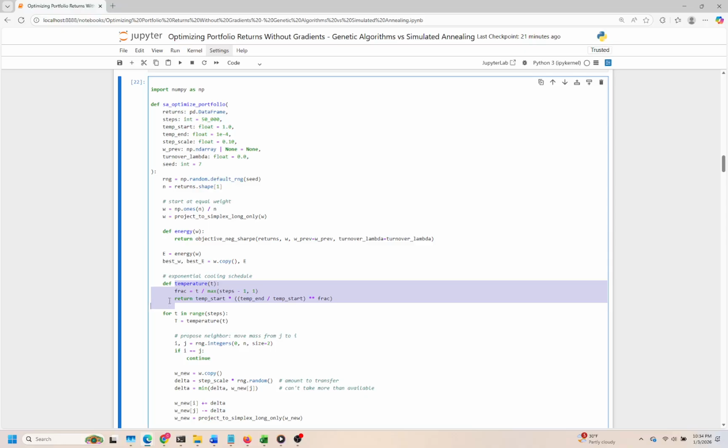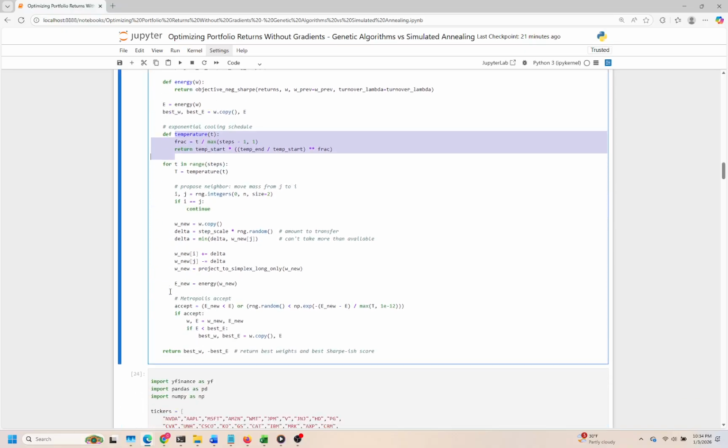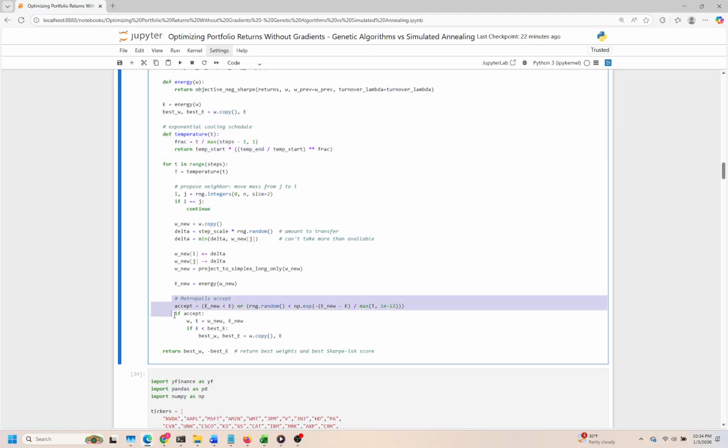The core of this process is the Metropolis acceptance criterion, which decides whether we should keep the new weights or revert to the current ones. If the new portfolio delivers a better performance, or if it offers a reasonably good trade-off, even when it's worse, we proceed with the new weights. Throughout the iterations, we keep track of the best performing weight configuration encountered.